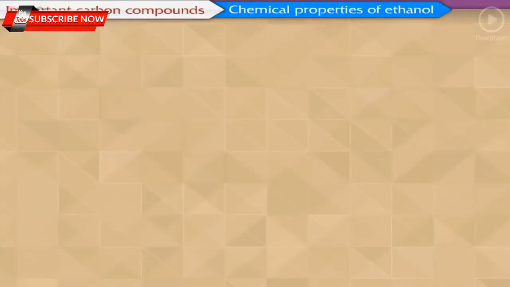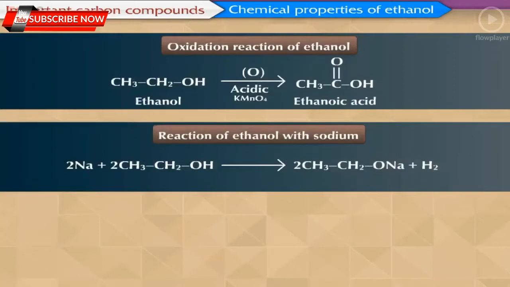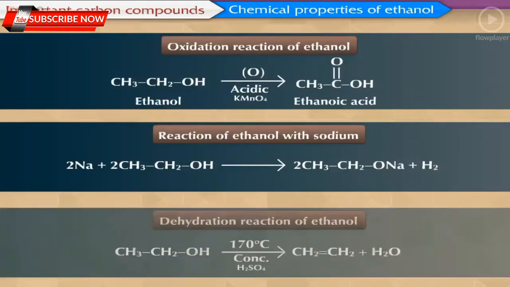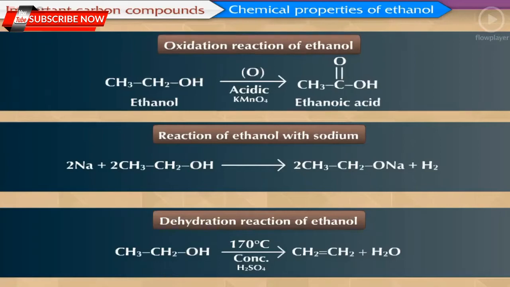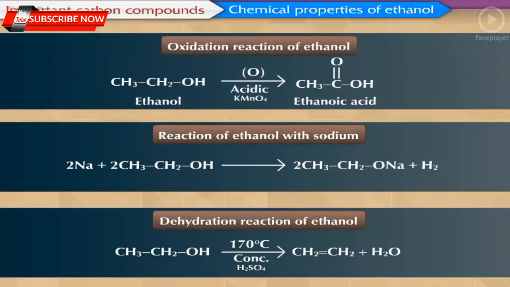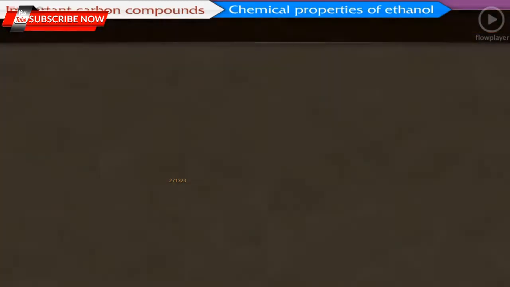Chemical properties of ethanol. Oxidation reaction of ethanol, reaction of ethanol with sodium, and dehydration reaction of ethanol are the three reactions of ethanol. In the reactions of ethanol, the functional group OH plays an important role. We have already studied the oxidation reaction of ethanol. Now let us study the reaction of ethanol with sodium.